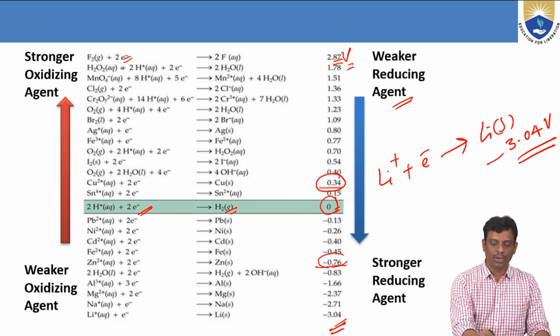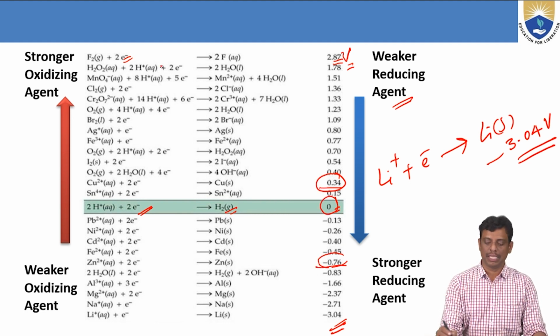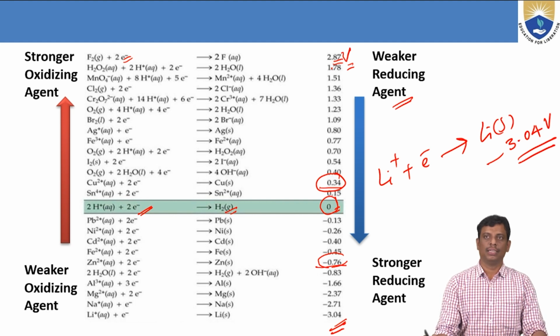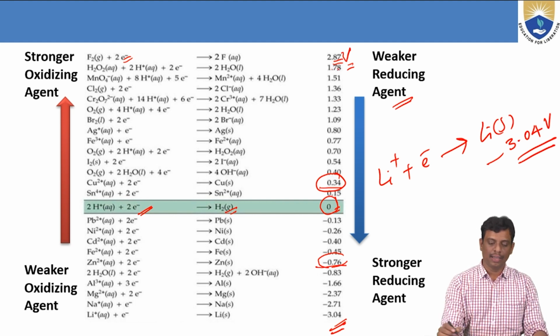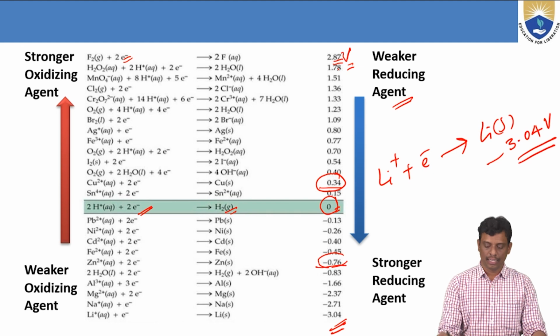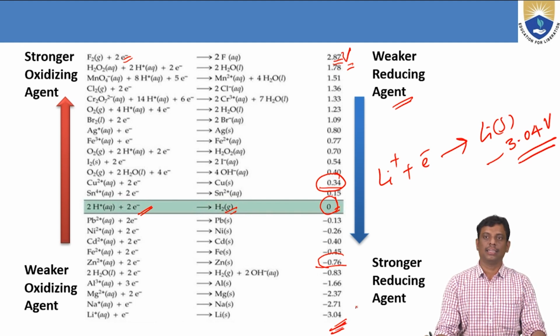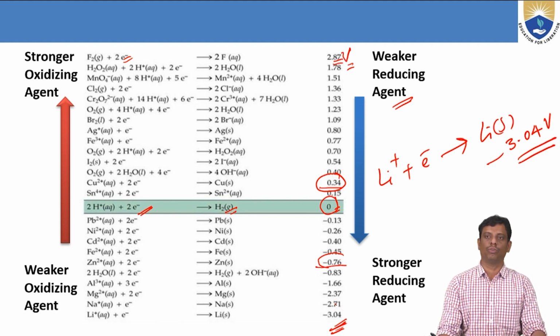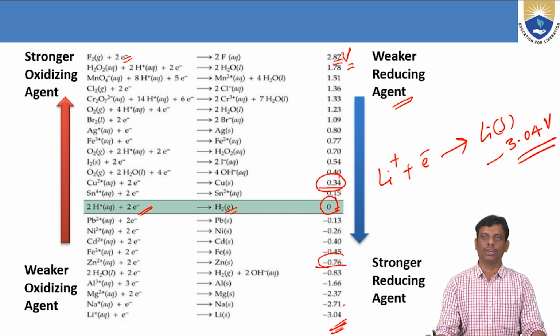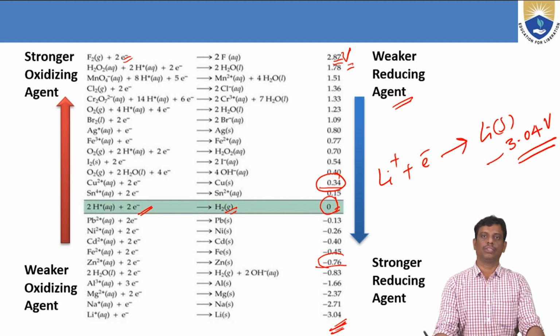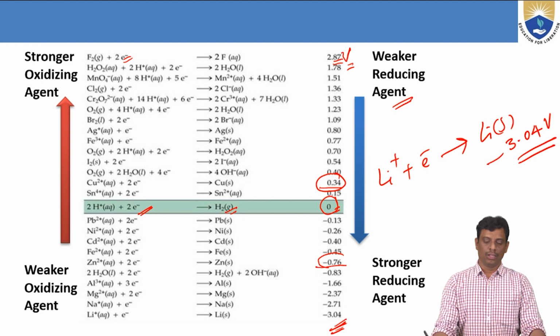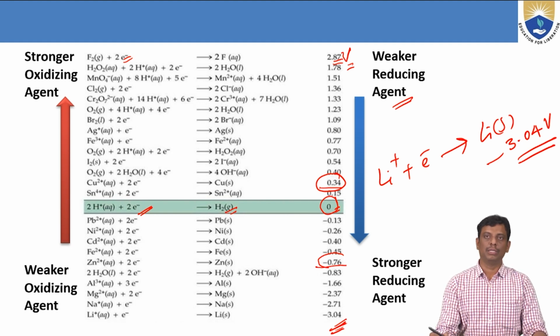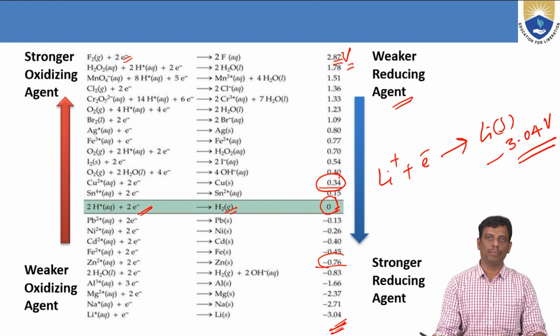Fluorine displays 2.87 volts, which means it acts as a stronger oxidizing agent. Lithium displays a very negative reduction potential and acts as a stronger reducing agent. This is the arrangement based on the reduction potential of some metals and non-metals.